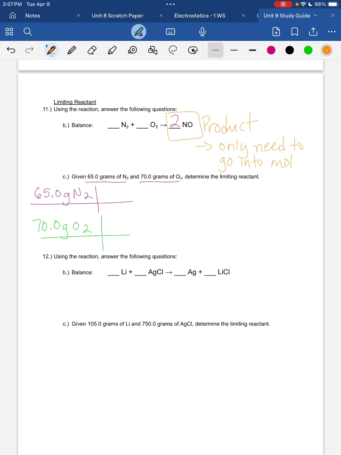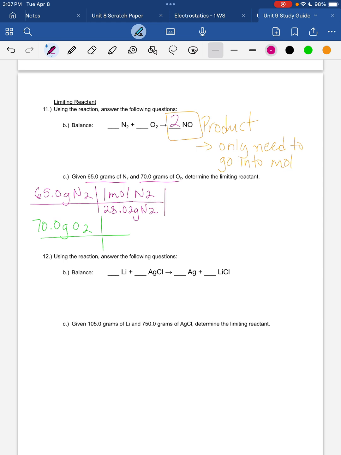Okay, so that's our goal. Our goal is to figure out, if we're given the grams of both of these substances, how many moles of NO are we going to be producing? If you're in grams of nitrogen, again, you have to use the molar mass to get it into moles. The molar mass of nitrogen is 28.02 grams for every 1 mole.